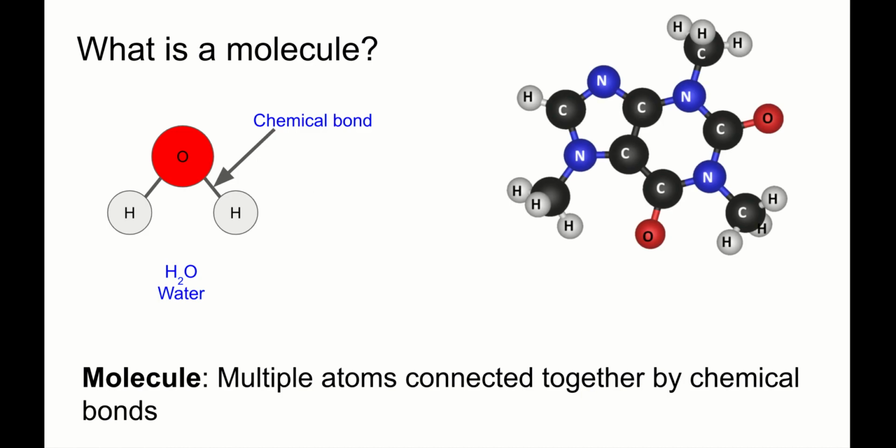This is a larger molecule, more of a mid-sized molecule. This is actually caffeine, and we can see that there are different atoms connected together here. The lines between them represent the chemical bonds that are holding those atoms together.